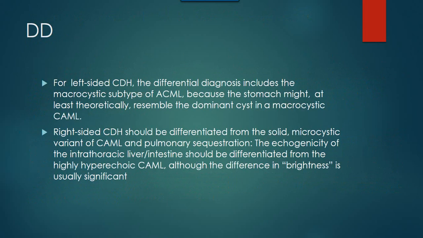Differential diagnosis. For left-sided congenital diaphragmatic hernia, the differential diagnosis includes the macrocystic subtype of congenital cystic adenomatoid malformation of the lung, because the stomach might at least theoretically resemble the dominant cyst in macrocystic type. The right-sided congenital diaphragmatic hernia should be differentiated from the solid microcystic variant of congenital adenomatoid malformation of the lung and pulmonary sequestration.